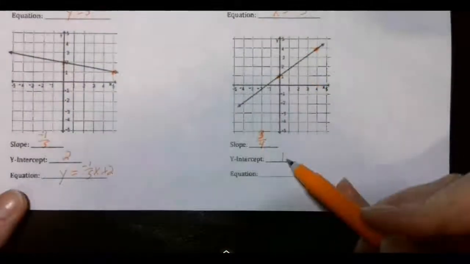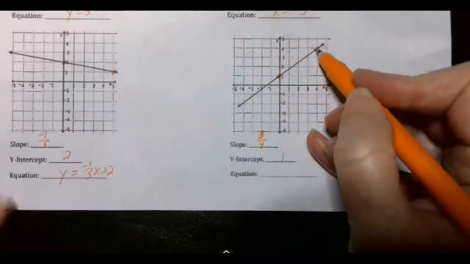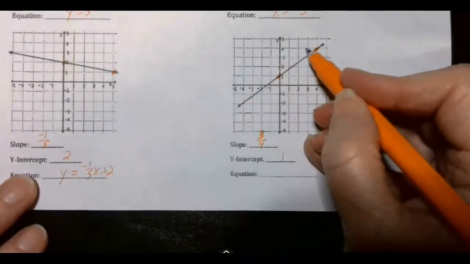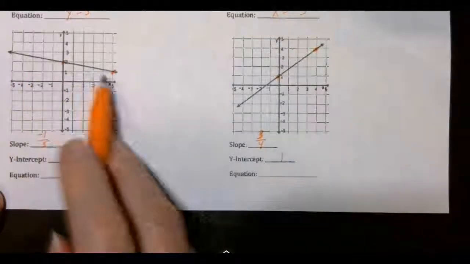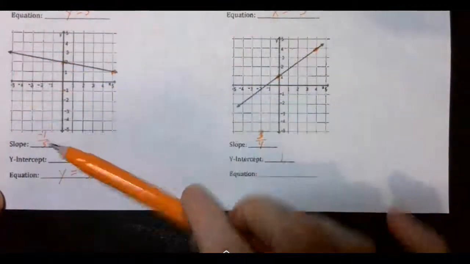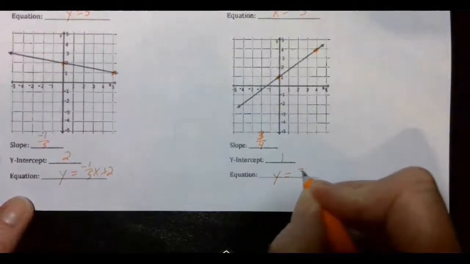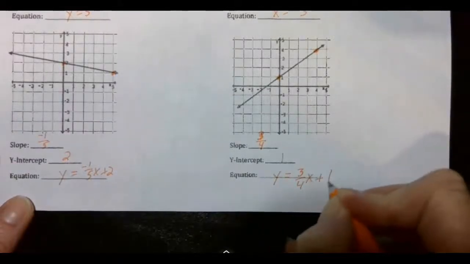And over here, my y-intercept was 4, and my slope is up 1, 2, 3 over 1, 2, 3, 4. And notice this one points in a direction like this, so I knew it was going to be a negative slope. This one points over here, it's a positive slope. So y equals 3/4 x plus 1.